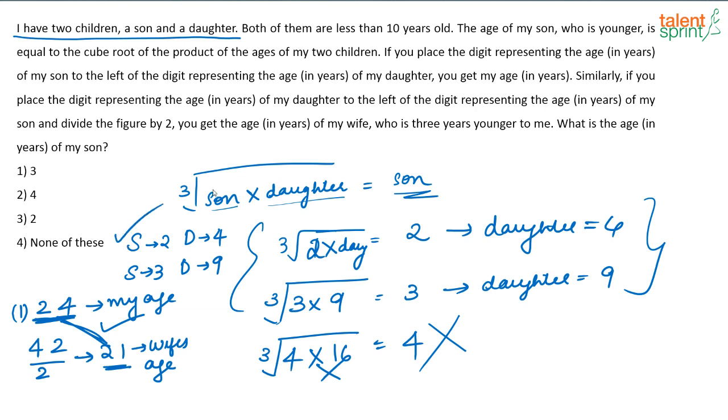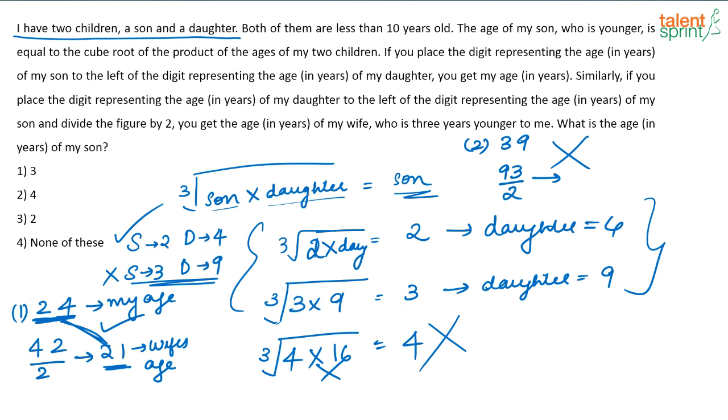But anyway, let us look at this option also and try it out. So in this case, S is 3 and D is 9. What will be my age? My age will be 39. And what will be my wife's age? 93 divided by 2. First of all, it is not completely divisible, and definitely the answer that you get here will not be 39 minus 3. So this is not your answer. So your answer has to be S is equal to 2 and D is equal to 4.